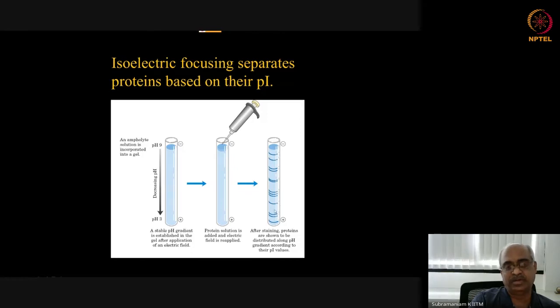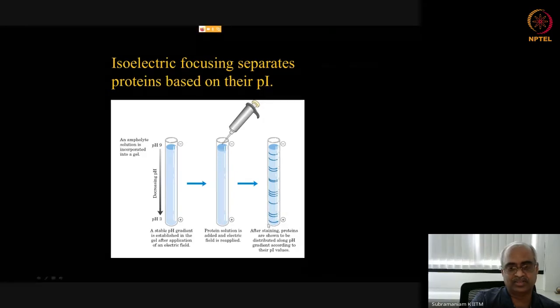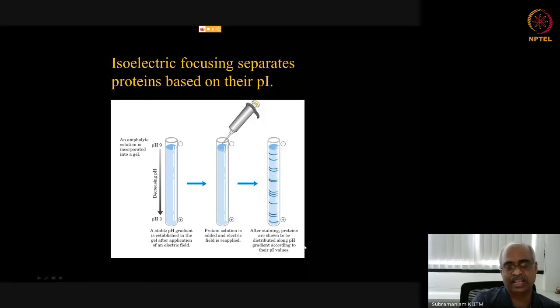So it creates bands like this along the gradient, from high pH to low pH. Now, using a thin needle inserted between the glass and the gel and gently pushing some water through it, you can extrude this gel out.